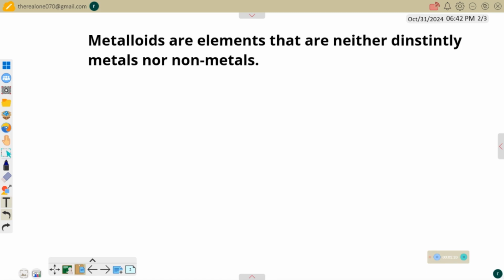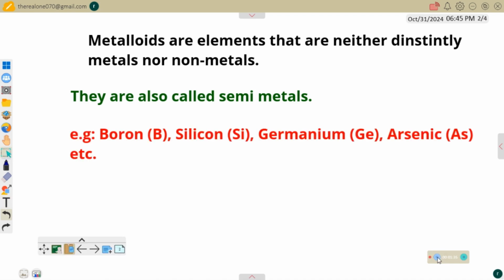At times they are called semi-metals because they have some of the properties of metals and slightly some of the properties of non-metals. Examples of such elements are boron, silicon, germanium, arsenic, etc. Let's consider a periodic table to show their location in the periodic table. They are always in a diagonal manner in the part where we have the non-metals.